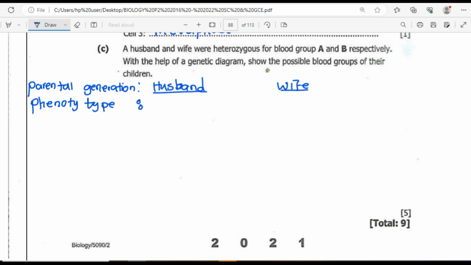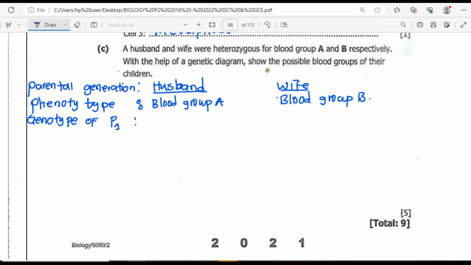Phenotype: the husband, blood group A, then the wife, blood group B. In terms of blood, whenever you look at the phenotype, you are just looking at what type of blood that person has. Then after this, we can look at the genotype, the parental genotype, so the genotype of P1.